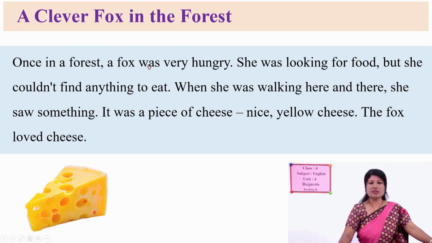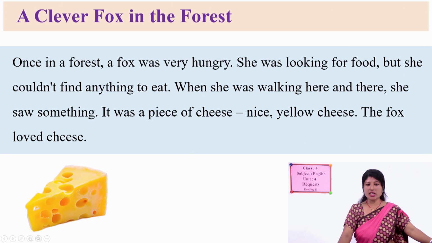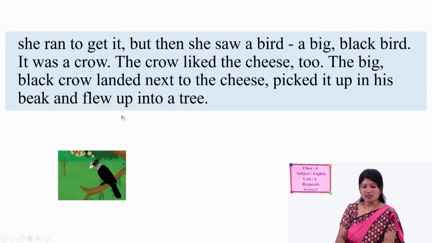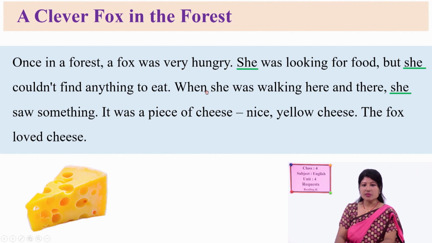Once in a forest, a fox was very hungry. Now fox is she, not he, right? Look at here, she. Likewise all pronouns you have to check out. So instead of he, wherever there is use of he, you have to put she. First is she couldn't find, and she saw something. One more she is there, see, this is also she. So instead of he, we have to use she.